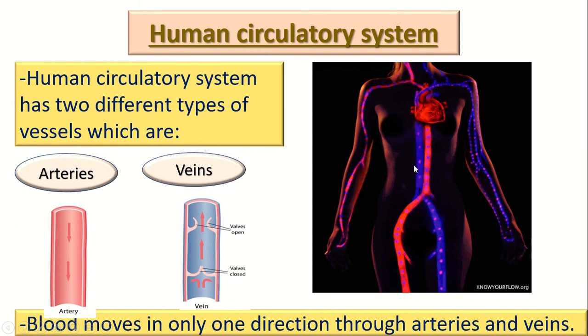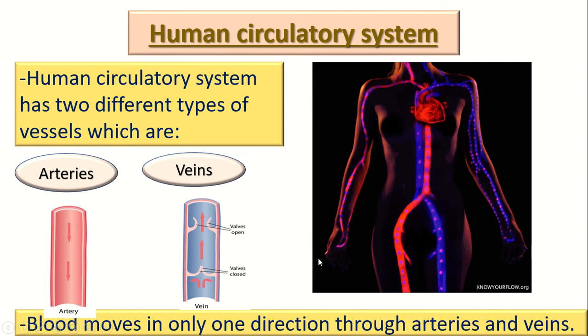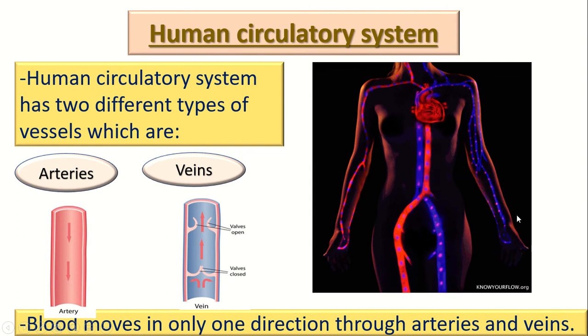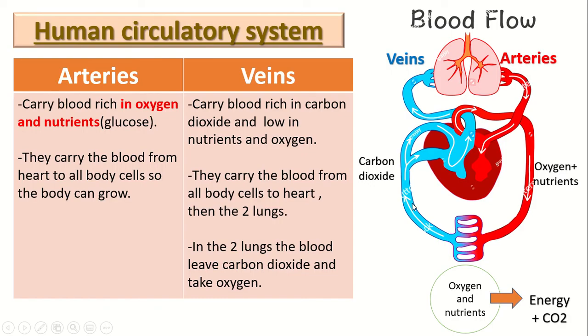The arteries and veins have blood, and the blood is moving in only one direction in them. That's why they are called one-way vessels. One-way vessels mean that the blood inside them is moving in just one direction. How does the blood move inside the arteries and veins?